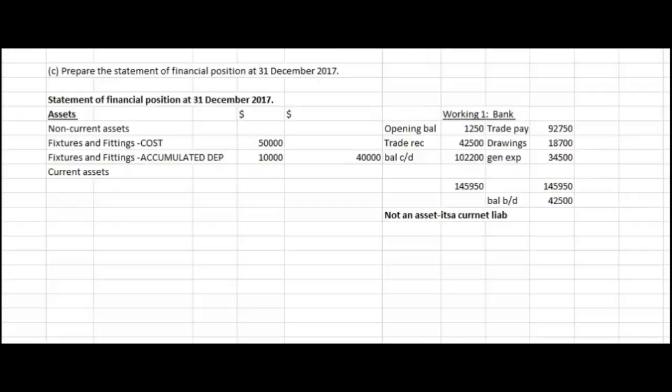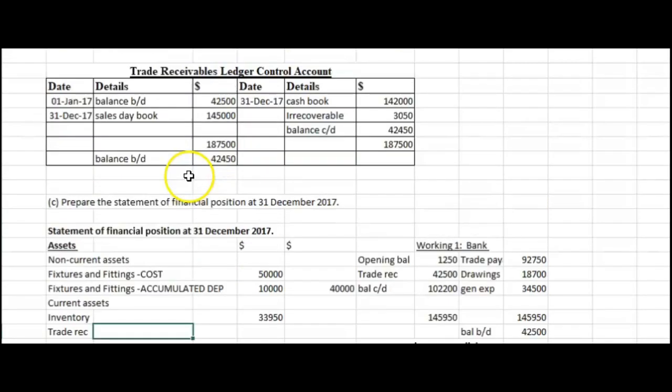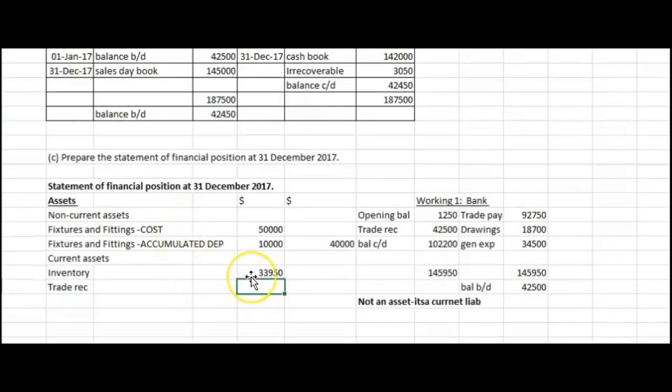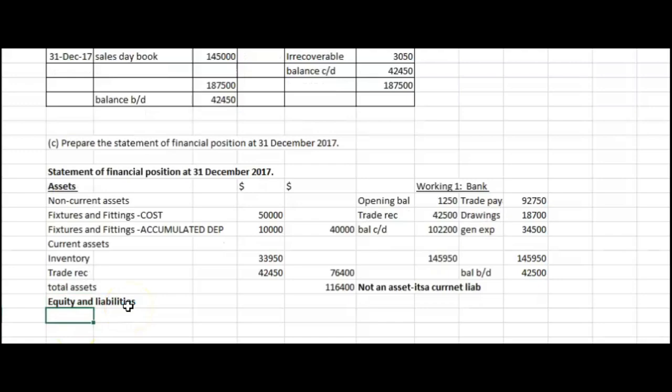Now for other current assets. We start with inventory, which is $33,950, and trade receivables, which we calculated from the control account as $42,450. There are no other current assets in this question. Adding these together gives $76,400 as the total current assets. Finally, we add the non-current assets of $40,000 to the current assets of $76,400 to get the total assets of $116,400.